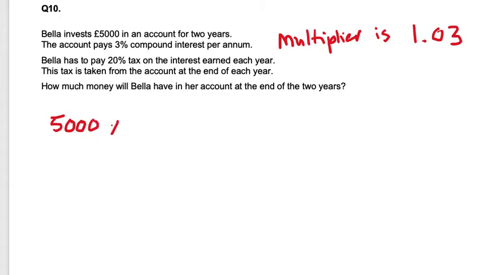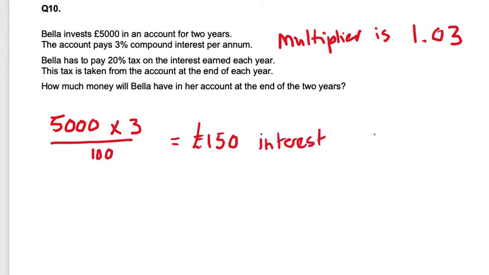We multiply that by 3. We divide it by 100, because what we're looking to find out is what the interest is in year 1, and then we want to find out what the interest is in year 2. So I'm doing this step by step. I'm not using the formula, although I could do. This means we've got £150, and that's the interest for year 1.